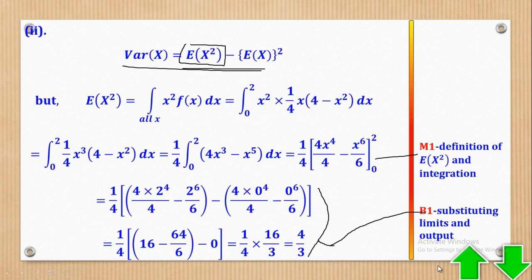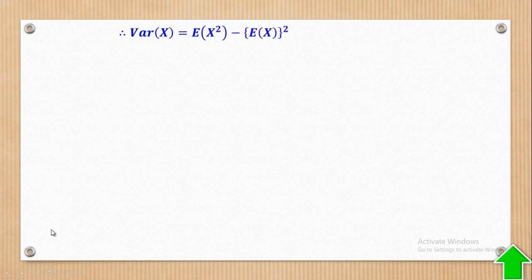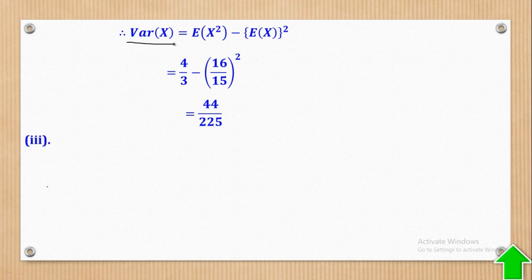Now that I've got E(X squared), I'll substitute to get my variance. The variance is given by that formula. We saw that E(X squared) is 4 over 3, and E(X), the expectation we got in Roman 1, was 16 over 15. But remember, this formula says that the entire E(X) is squared, so you put it in brackets and square the whole of it. Next use the calculator, and you'll come up with the answer 44 over 225 as your variance.